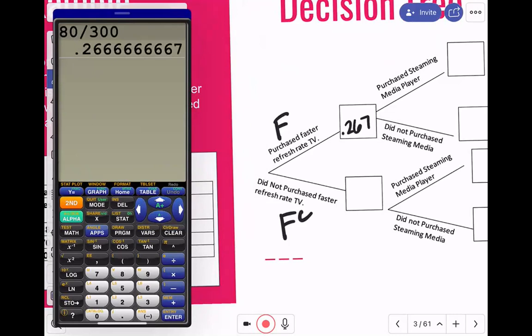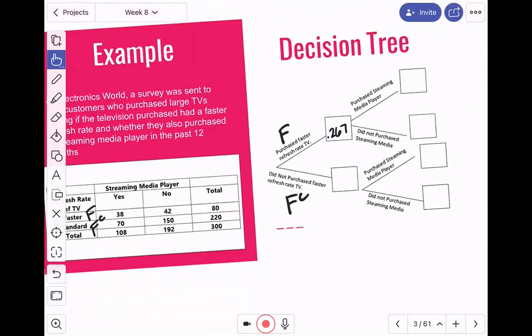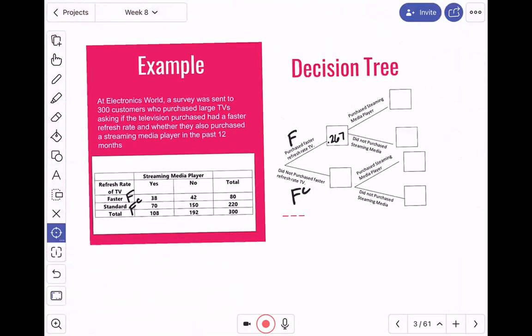But in case you don't know how I got that, I did 80 divided by 300. Why did I do 80 divided by 300? How many people purchase a faster refresh rate TV? 80 people, right? So how many people didn't purchase a faster refresh rate TV? Well, we can look at these people that purchase standard rate. That's how many people?